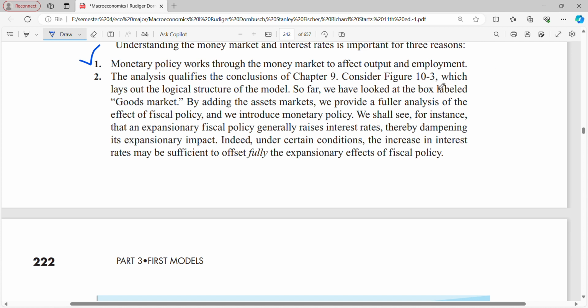Okay, so consider 10.3, which lays out the logical structure of the model. So far we have looked at the box labeled goods market. By adding the assets market, we provide a fuller analysis of the effect of fiscal policy, and we introduce monetary policy. We shall see, for instance, that an expansionary fiscal policy generally raises the interest rate, thereby dampening its expansionary impact. Indeed, under certain conditions, the increase in interest rates may be sufficient to offset fully the expansionary effects of fiscal policy. So just read it.